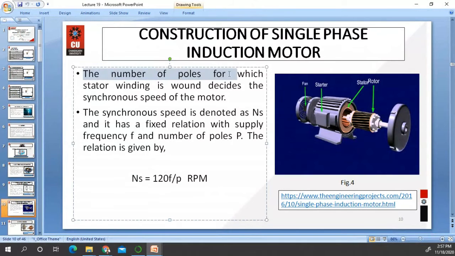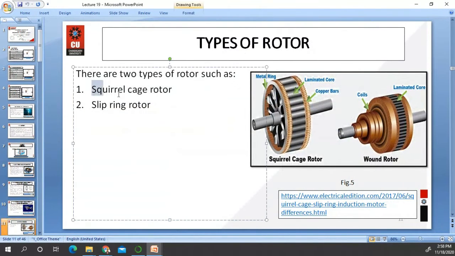So the number of poles for which the stator winding is wound is decided by the synchronous speed of the motor. The synchronous speed is denoted as Ns, and it has a fixed relation with supply frequency F and number of poles P. The relation is given by Ns = 120F divided by P. And there are two different types of rotors: squirrel cage rotors and slip ring rotors.